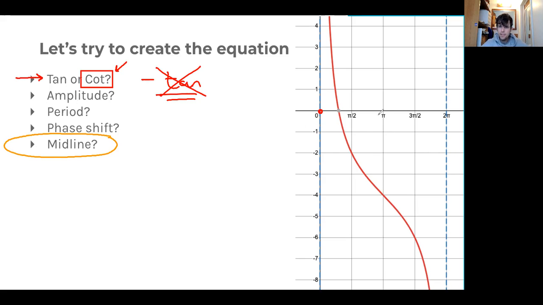So the midline happens at the middle of our period. So here's the middle of our period. Where's our graph? It's right there. That's the midline. It's happening down there at, what is that, -4.